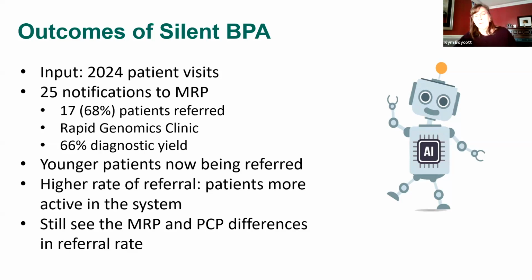Now, what we did see now is that younger kids were being referred, and at a much higher rate of referral, because I think the patients were more active in the system. But we still saw that the primary care physicians tended to be much better referrers than the specialists at CHEO. And again, I think that probably has to do with the fact that when the primary care physician was getting the notification, it was on a piece of paper and going into their chart, and so it was harder to ignore.